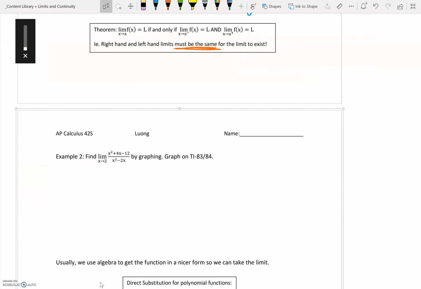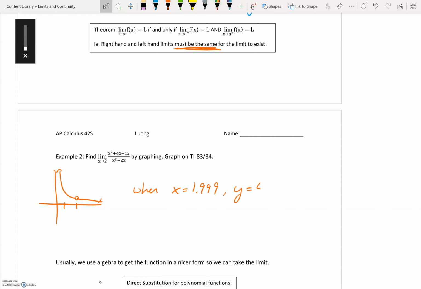So I'm just gonna quickly draw a sketch of this graph. And again, we only care about x equals 2, so I'm only gonna draw the one side. Okay, so if you just think about this side, your left side, when x is equal to 1.999, you're going to get a y value that's 4.0001.